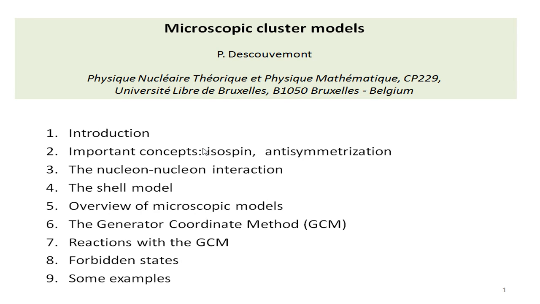So this is the menu for today. Before entering the problem of microscopic models, I have to speak a little about some important concepts for microscopic models. One is the isospin, and the other one is antisymmetrization. Maybe this is something you are familiar with, but I'm sure not all of you are. And of course, when you are using a microscopic model, a crucial issue is the problem of the nucleon-nucleon interaction. So I will talk about the nucleon-nucleon interaction.